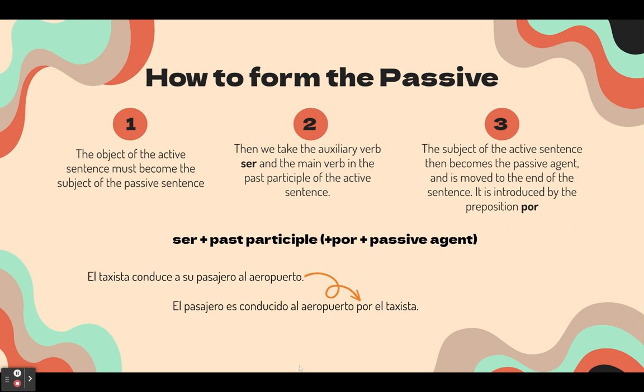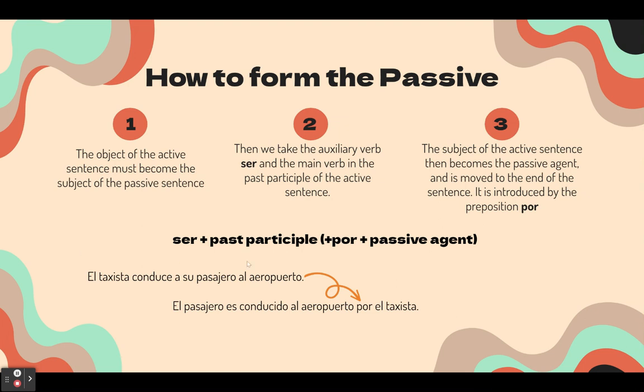So, make sense? And then we have our little third step. The subject of the active sentence becomes the passive agent. And in English and in Spanish, the passive agent can technically be omitted. So if we wanted to, we could end this sentence right here. We don't have to mention the taxi driver at all. But for educational purposes, I'm going to leave it here because if you do decide to introduce the passive agent in a sentence, you have to introduce it with the preposition por.